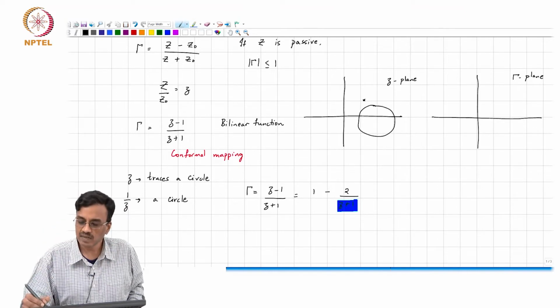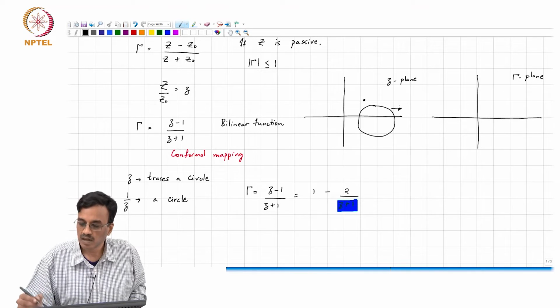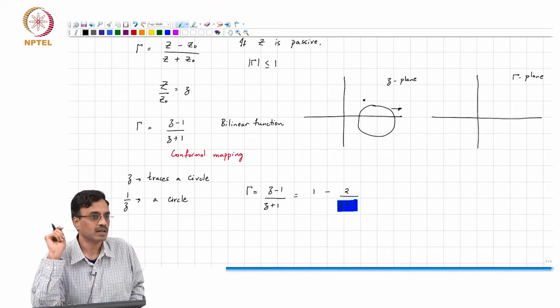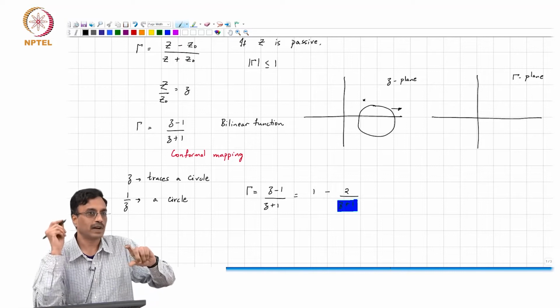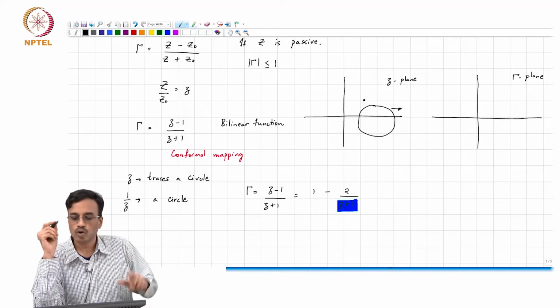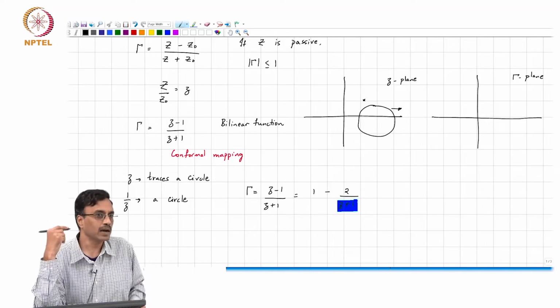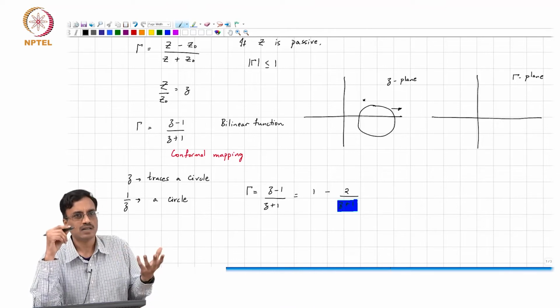It's a circle which is shifted by 1 unit, correct? Okay. Then what are you doing? You are finding the reciprocal of that complex number, right? So, how will the reciprocal look like? It will also look like a circle, right?